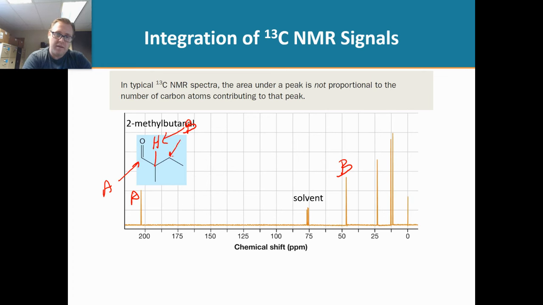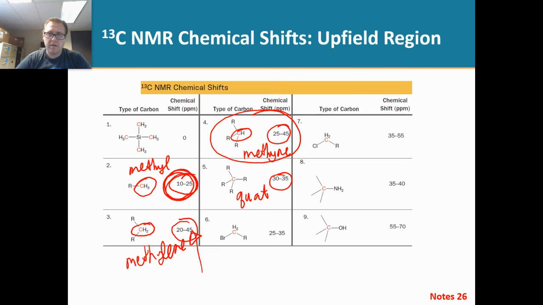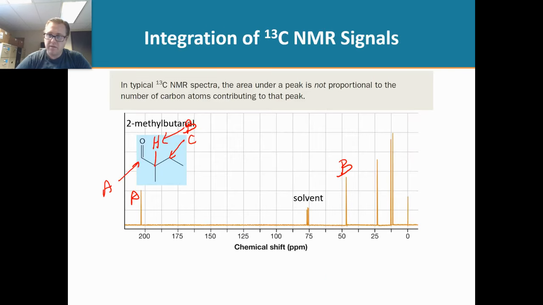Now we have a methylene, which we will call C. And go to the table. Methylenes are right here, 20 to 45. That's in that range right there, 20 to 45. So that's going to be our C.